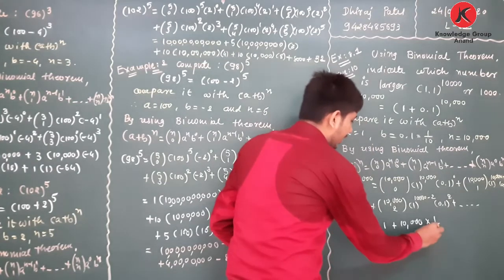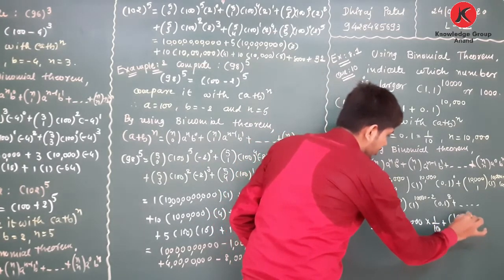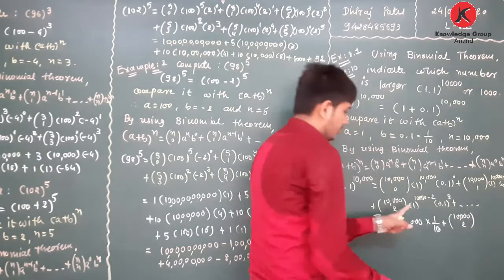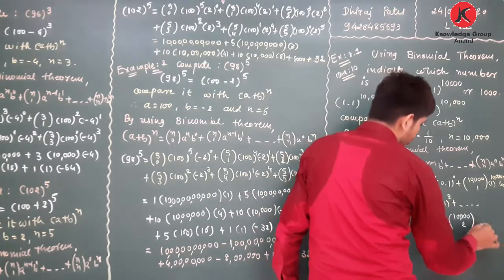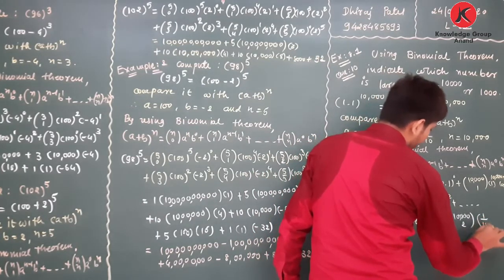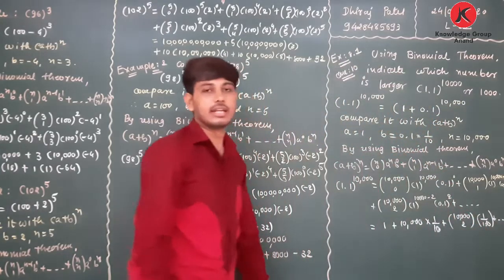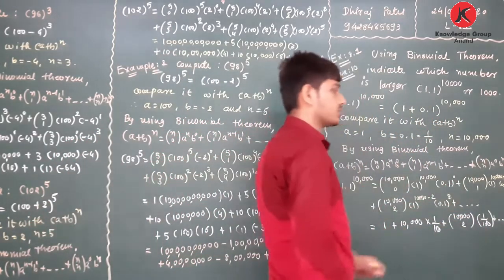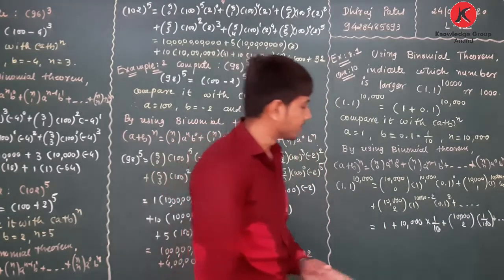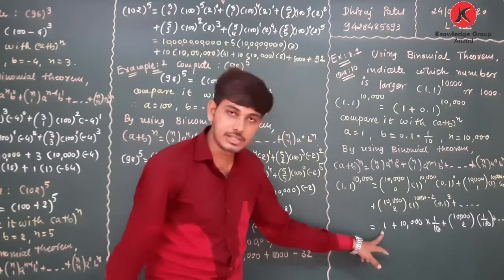Now 10,000 C2, 1 raised to anything is 1, 0.1 raised to 2 becomes 1 upon 100, and plus up to infinite. अब तो infinite नहीं जाएगा, it is going to go up to 10,001 terms. Okay? तब हम लिखेंगे. See here, 1 is there.